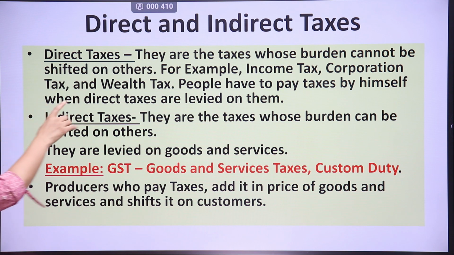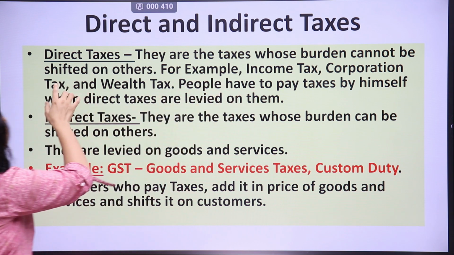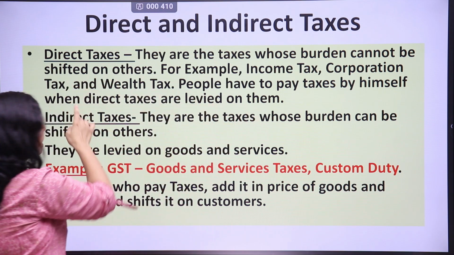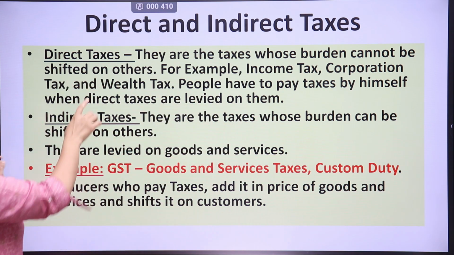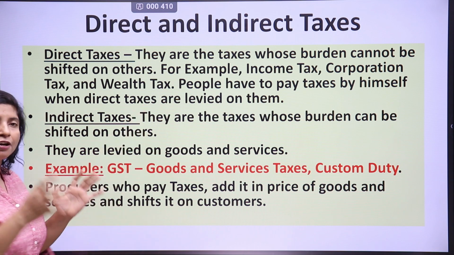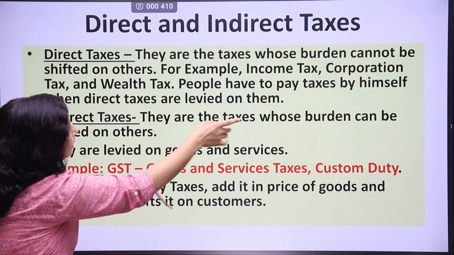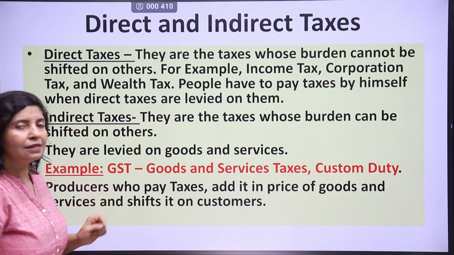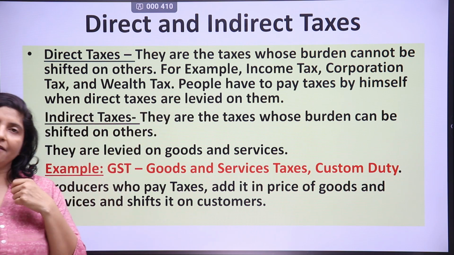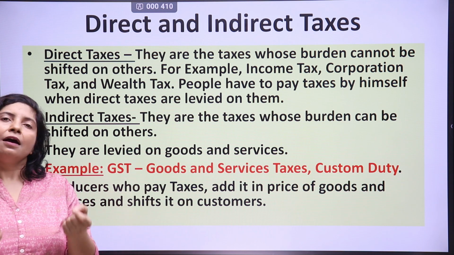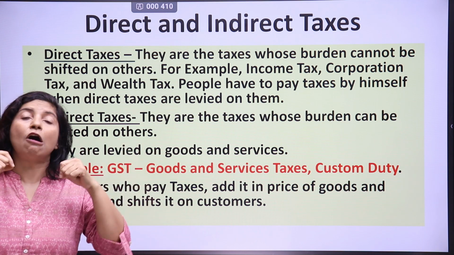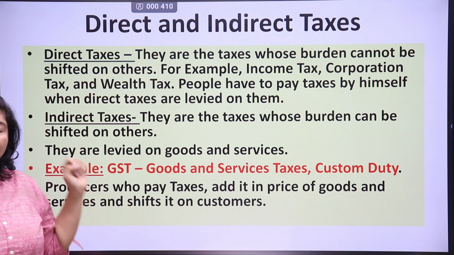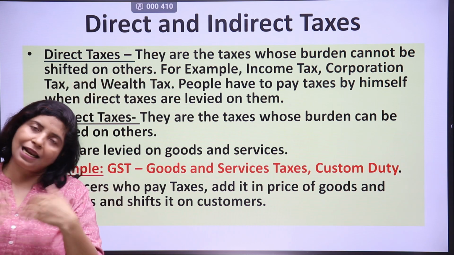Okay. So direct taxes, they are the taxes whose burden cannot be shifted onto others. For example, income tax, corporation tax is paid by businesses, and wealth tax, that is on your wealth. People have to pay taxes by themselves when direct taxes are levied on them. See, if income tax is levied on me, I'll have to pay it. If wealth tax is levied on me because it is on my wealth, I'll have to pay it. If corporation tax is to be paid on my business, I'll have to pay it.